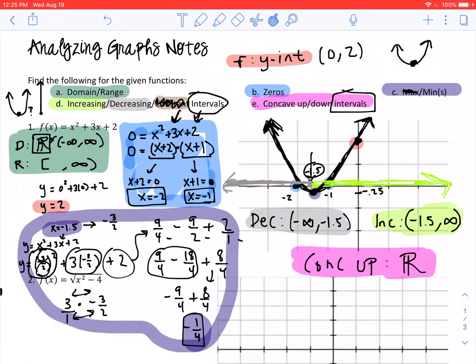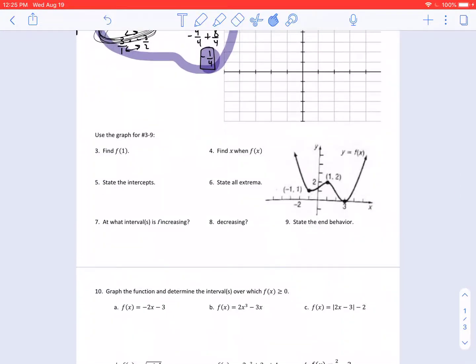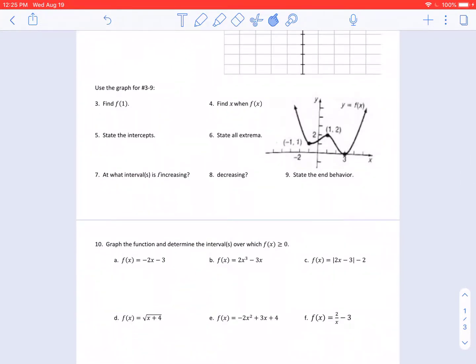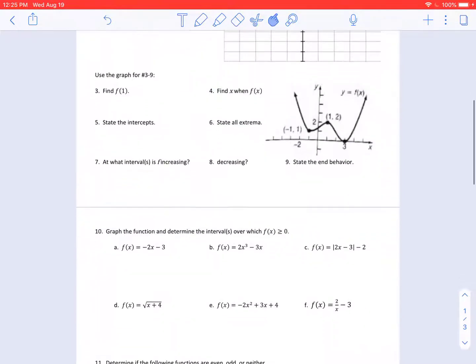Looky there, man. Nice. So that's the full analysis on this function. Probably in class, we'll look at square root x squared minus 4 and talk about what that graph is going to look like. Okay. In the next video, I'm going to look at 3 through 9 and see if we can't ultimately finish the rest of this worksheet.